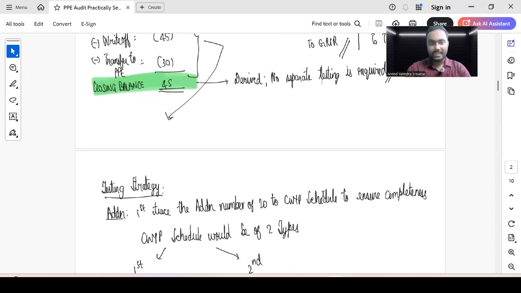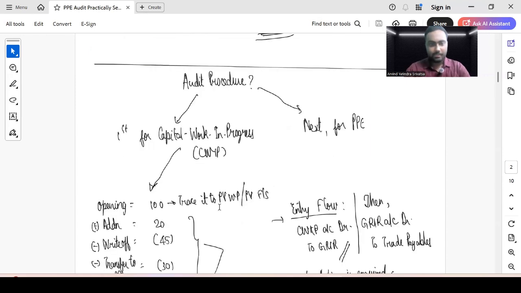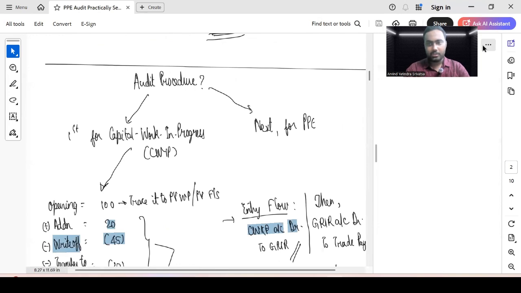Next, the testing strategy. How would we test additions, guys? For additions, first we will have two kinds of listings in relation to additions. First, we saw that the addition number here was 20. So basically we need to get a comfort over the number of 20.